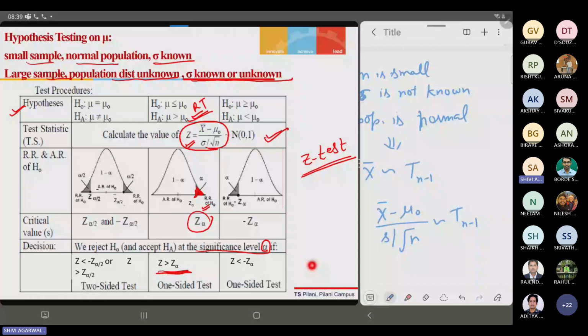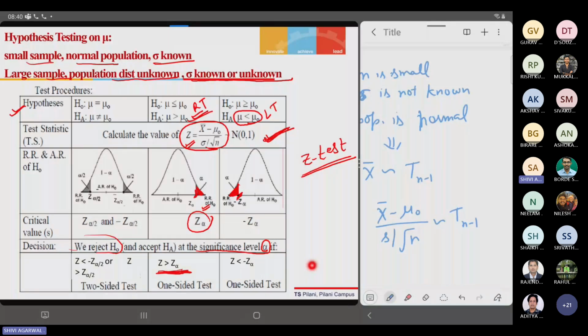Similarly, we can go for the left tail. So here left tail is what? Mu is less than mu naught. Okay, so we are calculating the Z value, capital Z here, and here the rejection region is this left side. And this value is what? Minus Z alpha here.